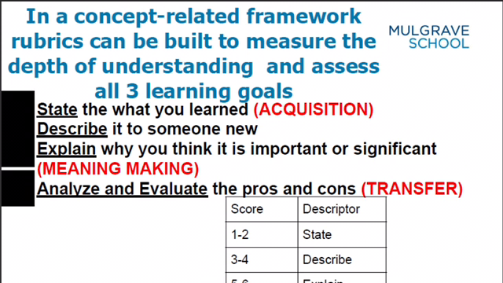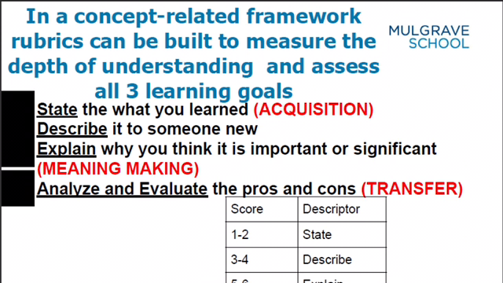So in a concept-related framework, rubrics can be built to measure the depth of understanding and assess all 3 learning goals. So we look at state as the acquisition. We look at describe as it says. Explain is the meaning making. So why is it important? What is the connection? How do students make that connection with it? And the analyze and evaluate is the pros and cons, so now the transfer.